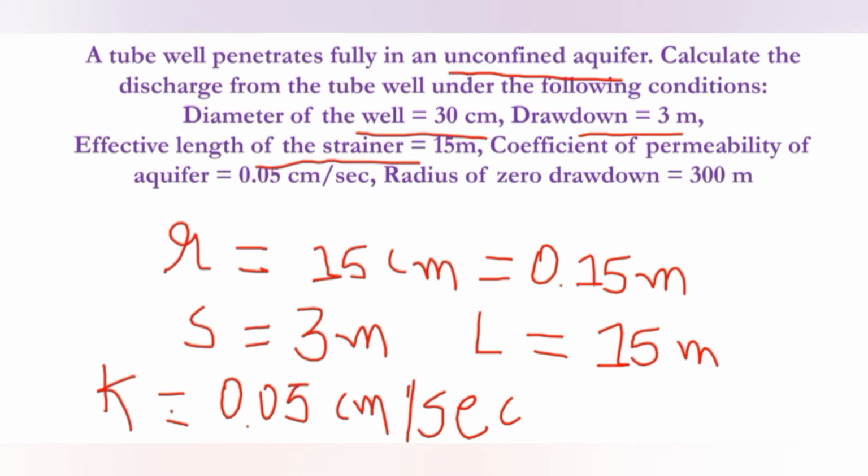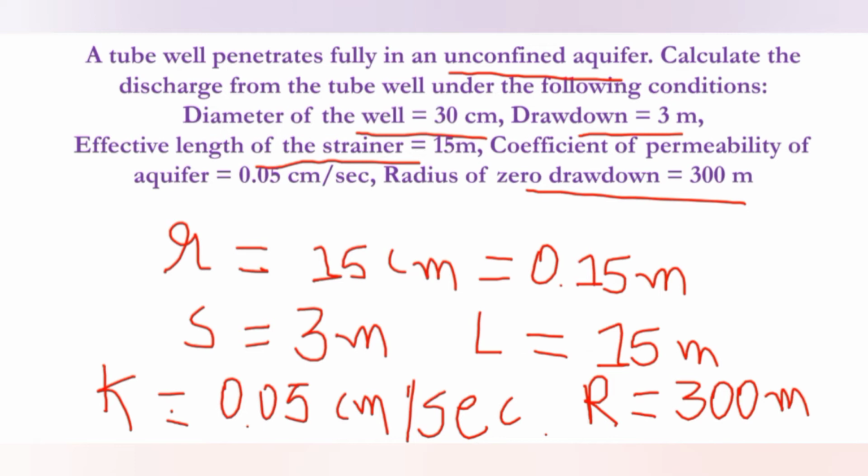Next, the radius of zero drawdown is 300 meter. That is, capital R is equal to 300 meter. First, let's convert this centimeter per second to meter per second. So K will be equal to 0.05 centimeter per second, which is given to us. So it will be 0.05 into 10 raised to minus 2 meter per second.